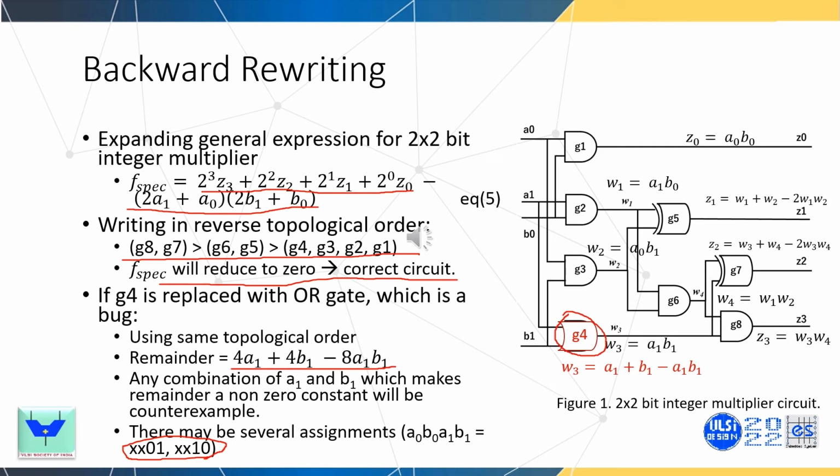In this way, we can conclude that unlike in SAT, without any assignment of values to the variables, we can detect the bug. As I said in the beginning, backward rewriting can give foolproof verification. Here you can see that even if a single bug is present in the circuit, it will turn the final specification into a non-zero polynomial. In the next slide, we will see the problem with algebraic backward rewriting and a probable solution.